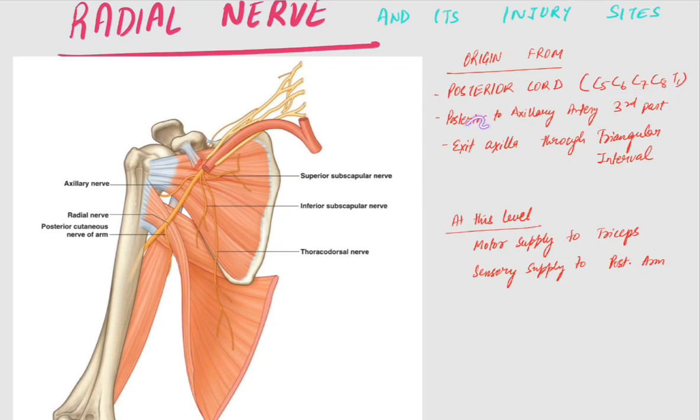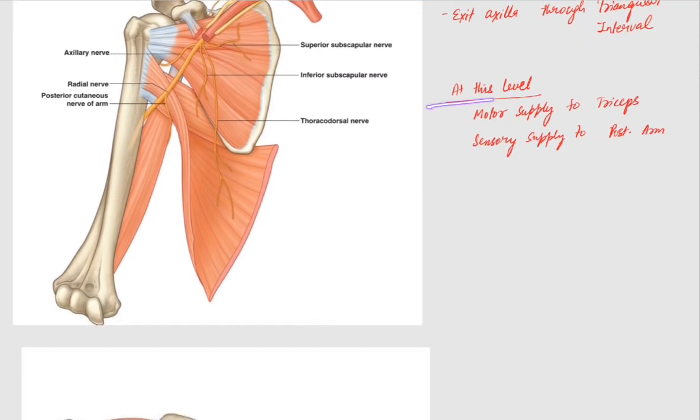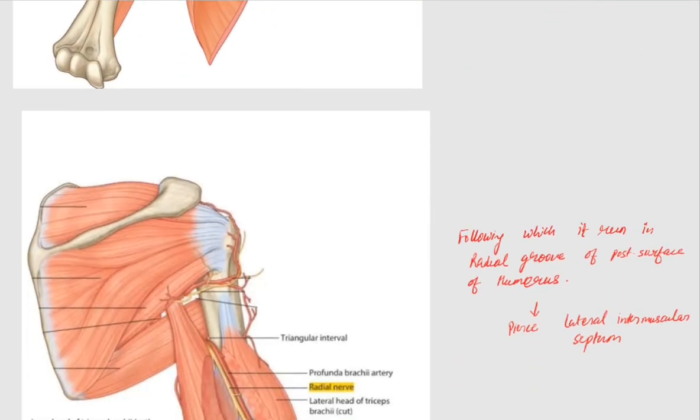Radial nerve originates from the posterior cord, has root values of C5, C6, C7, C8 and T1. It is posterior to the axillary artery third part and exits the axilla through the triangular interval. At this level, it gives motor supply to the triceps and sensory supply to the posterior arm.